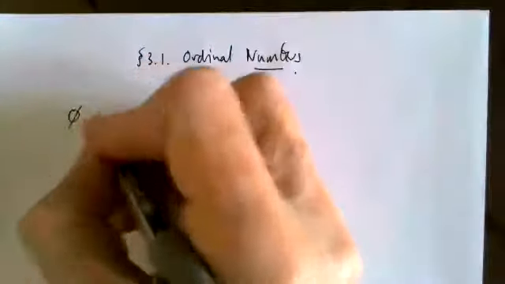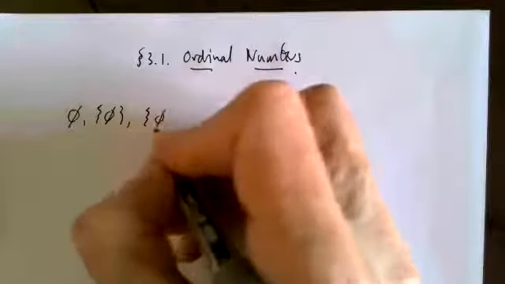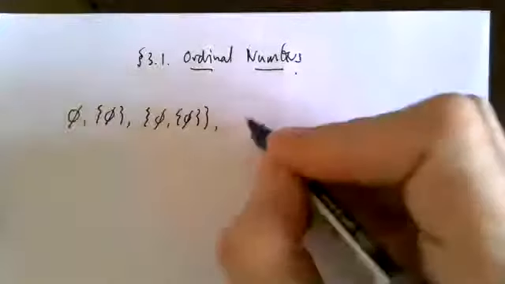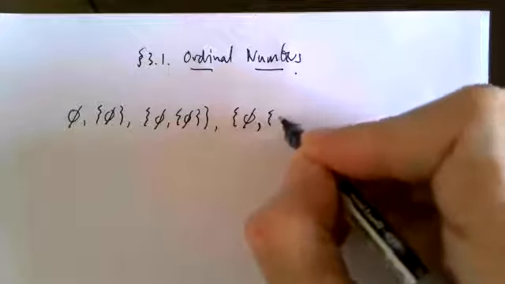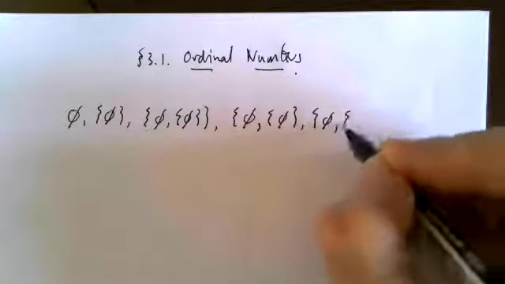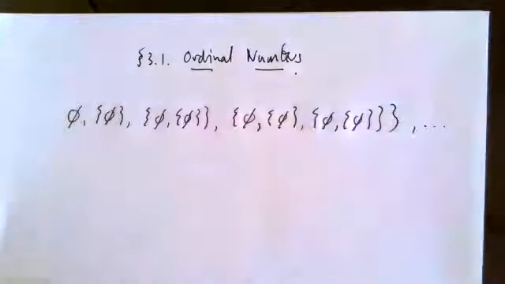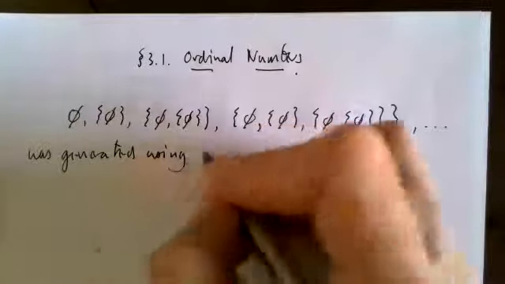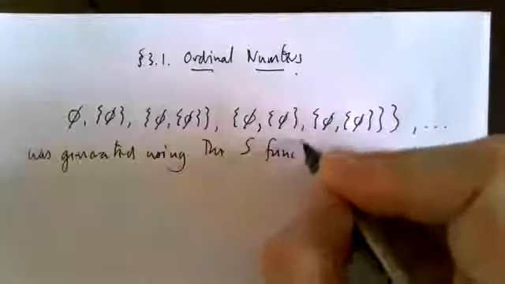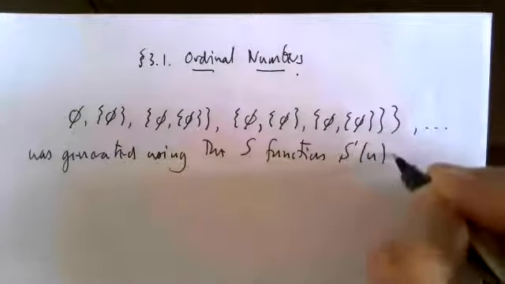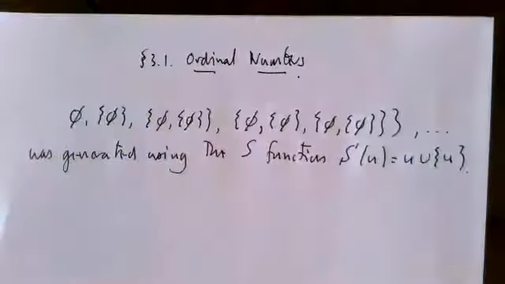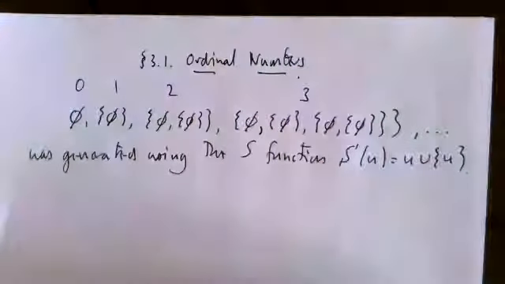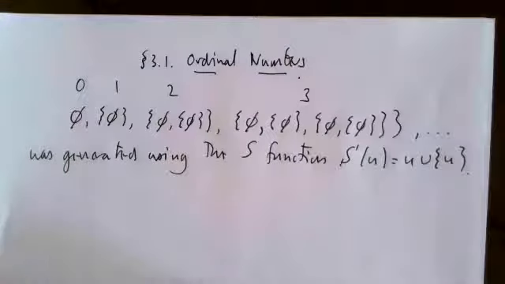Okay, so we generated this sequence using the successor. So this was generated using the successor function. Right? S of u is u together with singleton u. And according to the von Neumann definition, we use the names for them. And as you can see, each is the set of its predecessors.